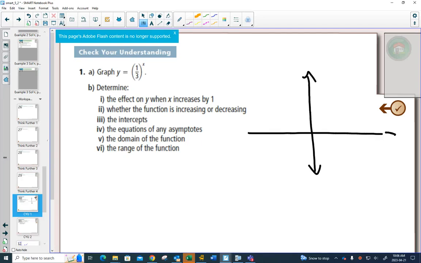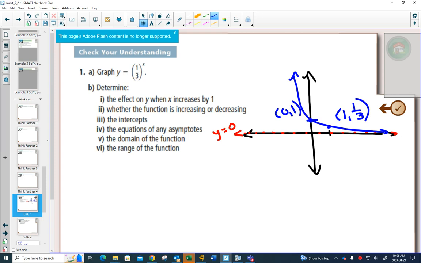To graph any parent function of an exponential, you will always have (0, 1). And in this case, because the base is 1/3, we will have (1, 1/3). Those will be your 2 key points. Exponential graphs will always have an asymptote. The parent graph will always have an asymptote at y = 0. So then we just have to connect the points and go towards the asymptote.